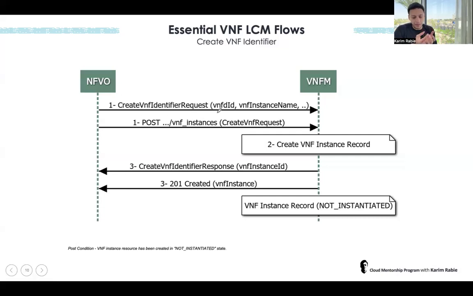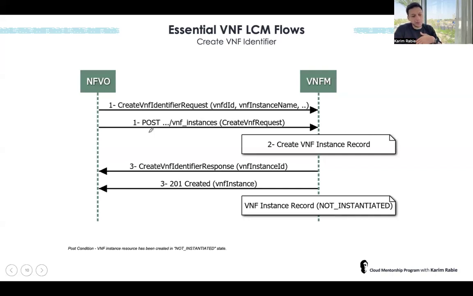And because this VNF exists now as a VNF descriptor, that's why in the first API request from NFVO to VNFM, it points to the exact VNF descriptor in the VNF catalog. So it tells the VNFM, let's start to do a record for that specific VNF descriptor for VNFX. So the request is create VNF identifier request. It specifies the VNF descriptor ID. It specifies the VNF instance name and other parameters.